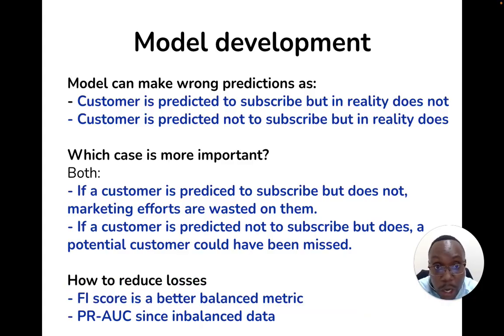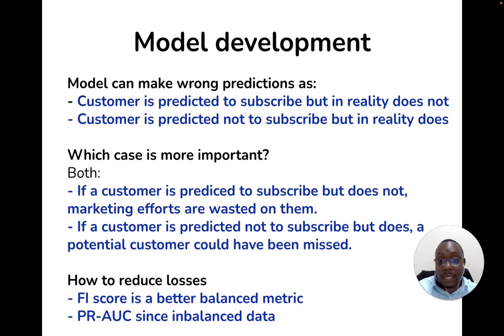So we started building our model, but before we went deep, we had to understand which metrics are very important. So we have two scenarios here that are key for us to understand. Number one is if a customer is predicted to subscribe, but in reality does not, or the customer is predicted not to subscribe, but in reality does. Both cases are important. In my view, predicting that the customer will not subscribe, but they do, results in a greater loss because the potential customer is missed. But both cases are very, very important.